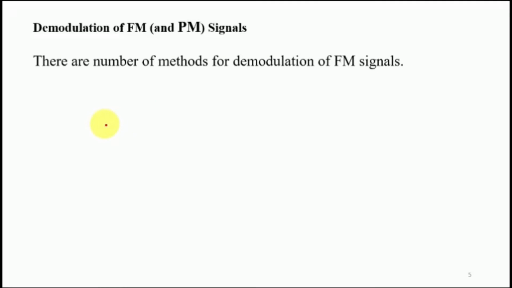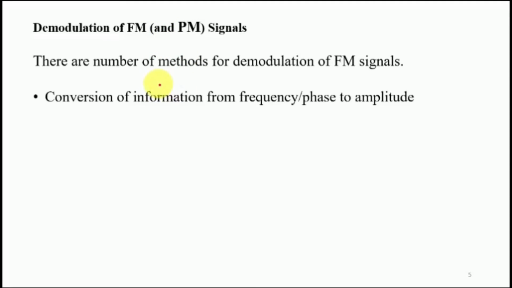In the context of demodulation of FM or PM signals, there are several methods that can be used. First and foremost, we would look into the conversion of information from frequency or phase to amplitude, so that all the techniques that we have used in the demodulation of AM signals can be replicated over here.